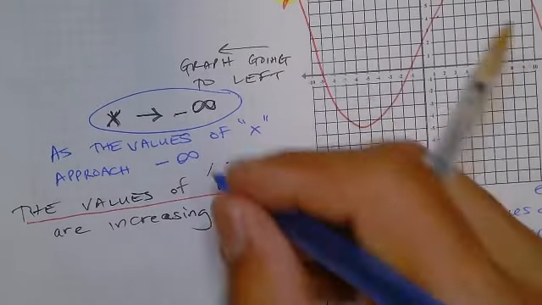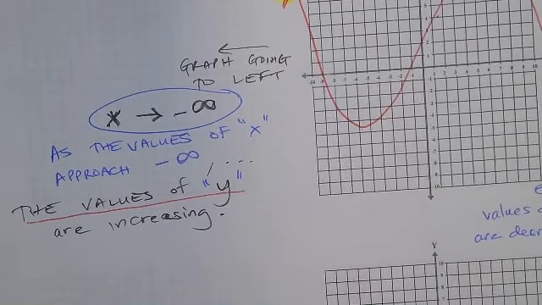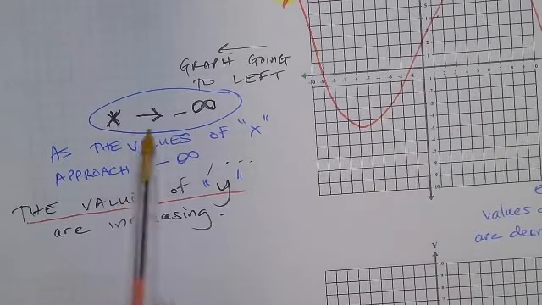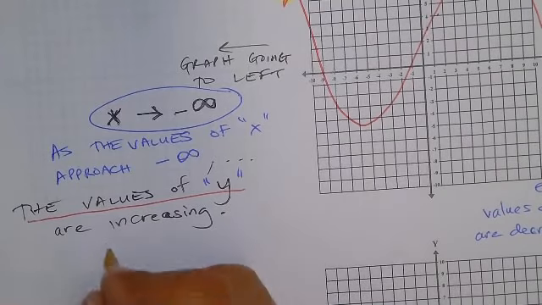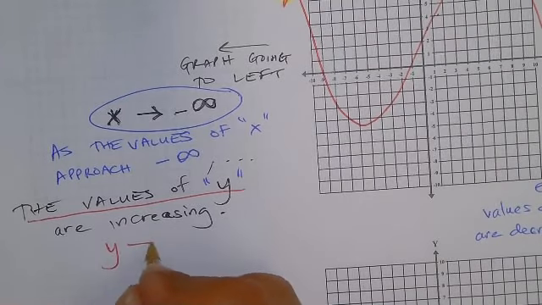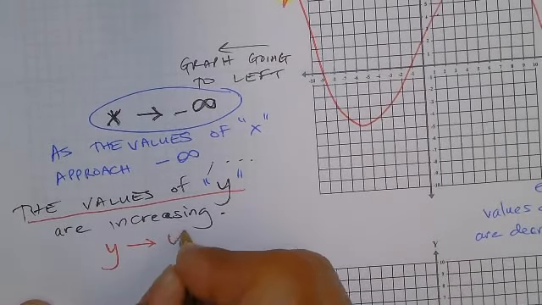For this part, the values of y are increasing. How do I write that in math? How do I write it in this notation, everybody? Who can take a wild shot? Go ahead. Y, the arrow, approaches, or yeah. Infinity.